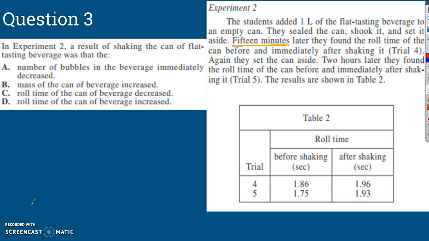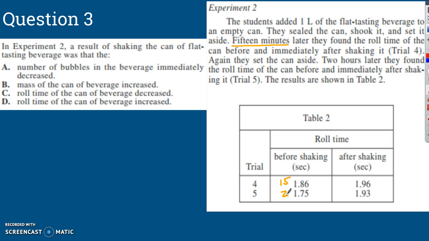And 2 hours later, they found the roll time of the can before and immediately after shaking it. That's trial 5. So this was 15 minutes, this was 2 hours later. So the results there, and we want to look at shaking the can of flat tasting beverage.